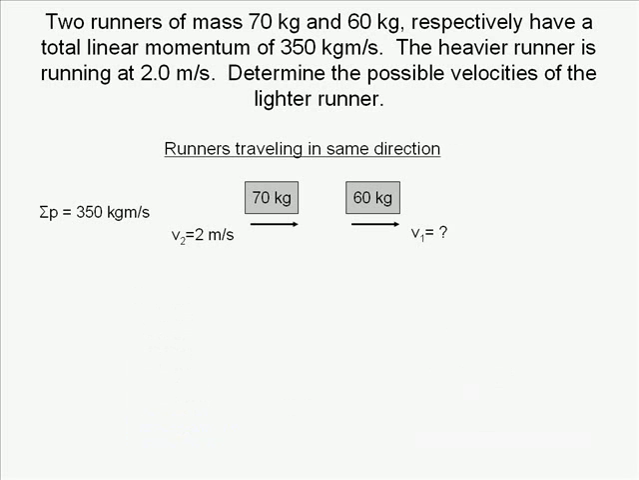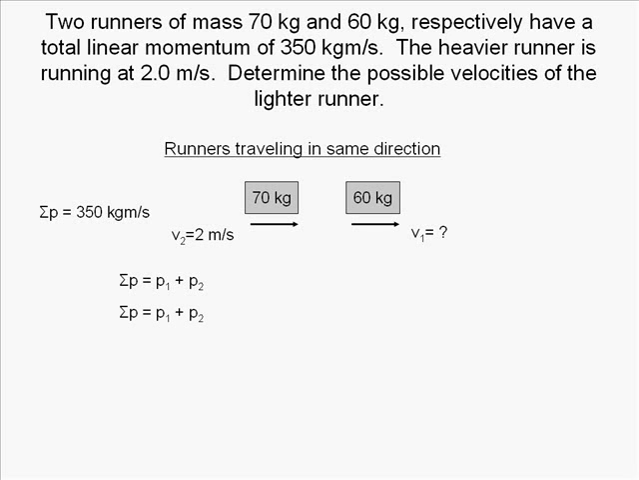Our given value for the net momentum remains the same. The only thing that changes is the direction of V2. It is now in the same direction as V1, making it positive. We solve this part exactly the same as we did the first part, the only difference being that P2 is positive.